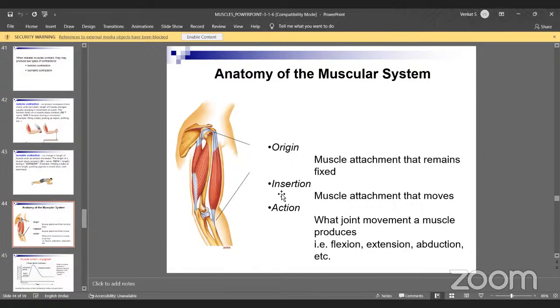Then the next one, anatomy of the muscular system: origin, insertion and action. The origin is the muscle attachment that remains fixed. The insertion is the muscle attachment that moves. Action is what joint movement a muscle produces, for example flexion, extension, adduction, etc.